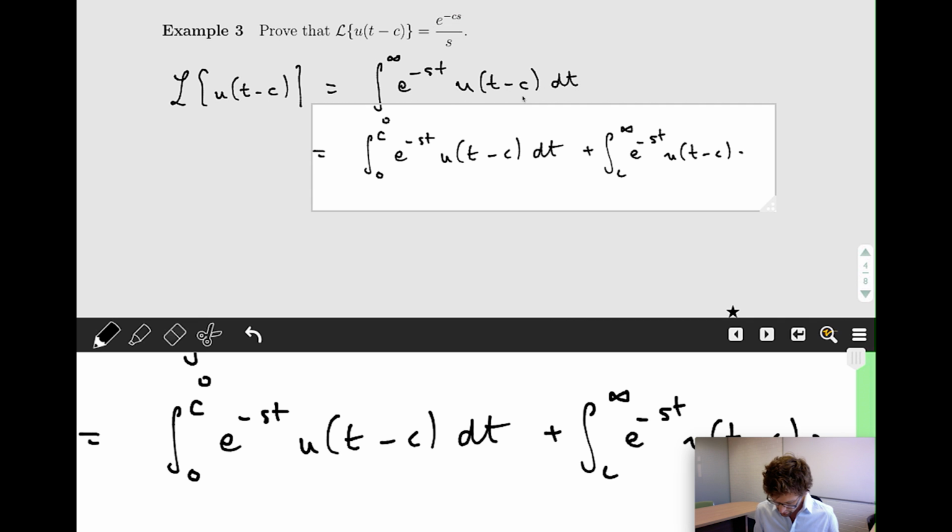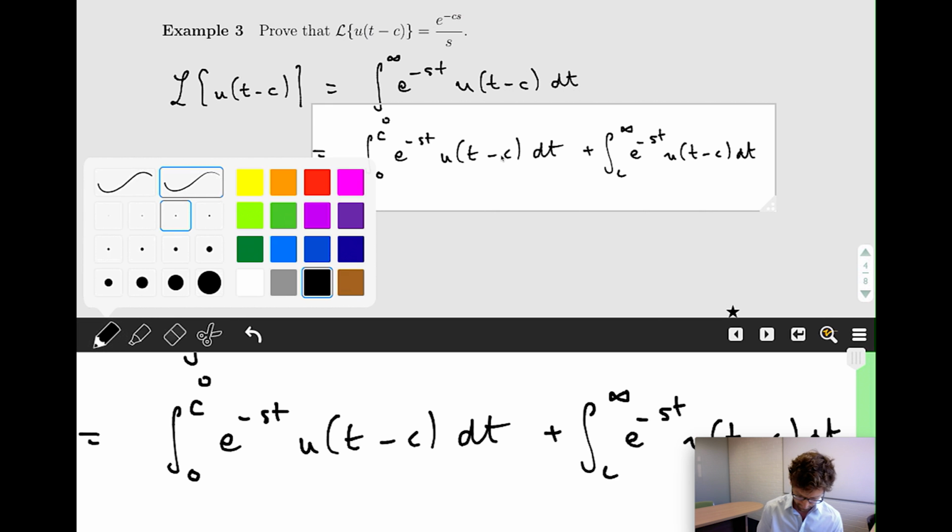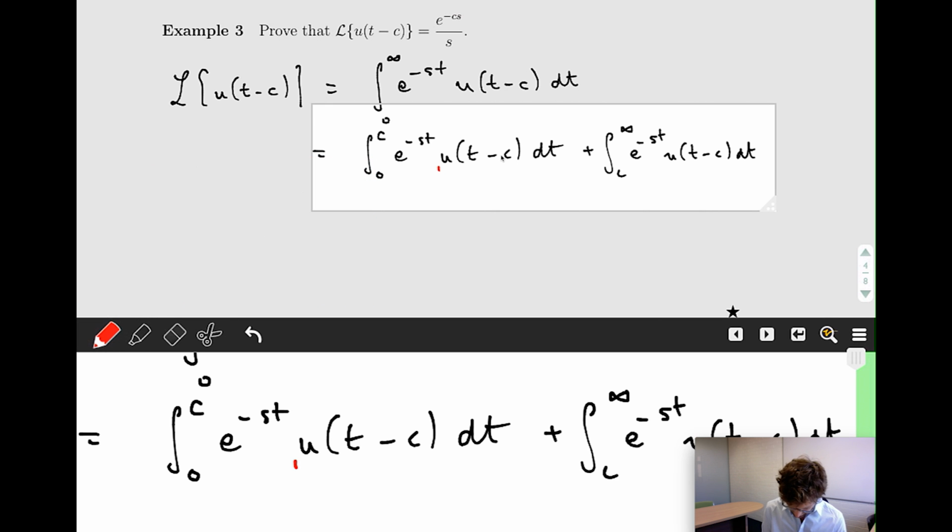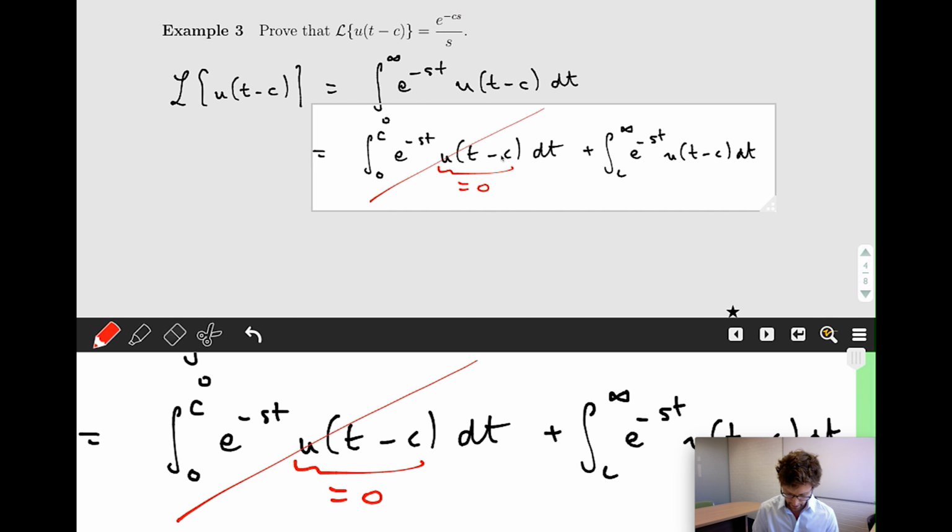Now the reason that I've done this is because we can see that the Heaviside function u of t minus c, when t is between 0 and c, when it's in this interval here, we're going to have the Heaviside of a negative value, right? t is less than c, so t minus c will be negative, so u of t minus c will be equal to 0. So this will be equal to 0 for this integral. So this integral is just going to go away.